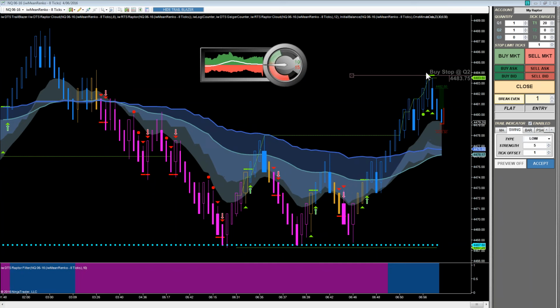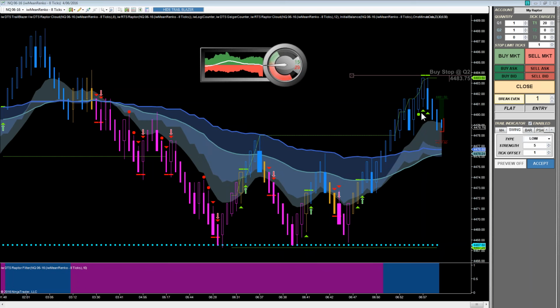All right, so the signal hasn't completed yet, and now we're getting the more textbook look to the cloud crossover. We're going to see the market drift now into this cloud, and we're going to hopefully see some support come out of that cloud.